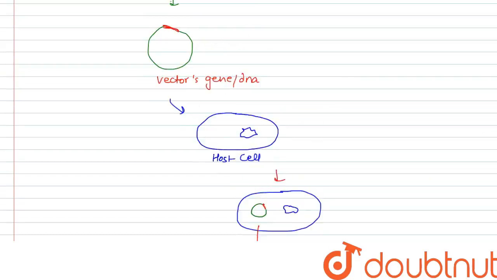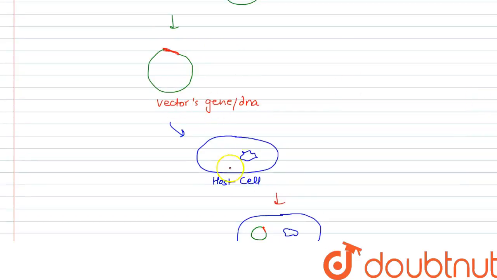Now this process where our vector's DNA gets inserted inside the host cell is known as transformation. Most of the host cells are impermeable to the vector's DNA, and there are various types of transformation processes through which we get this vector DNA inside our host cell.